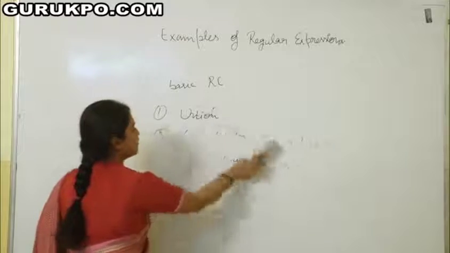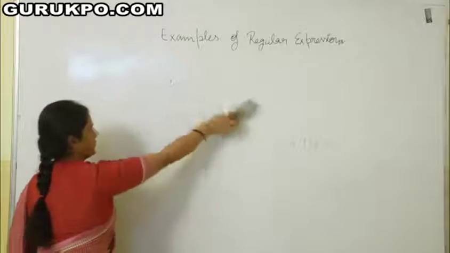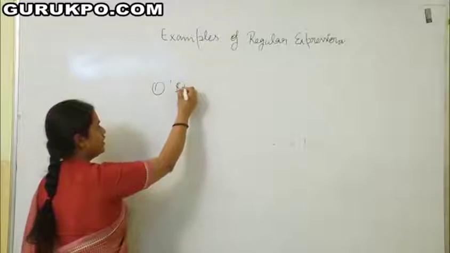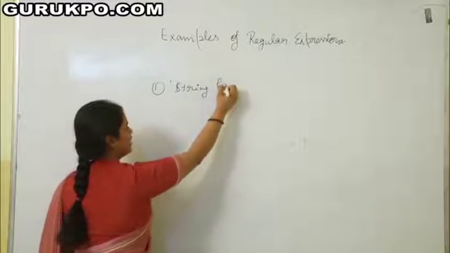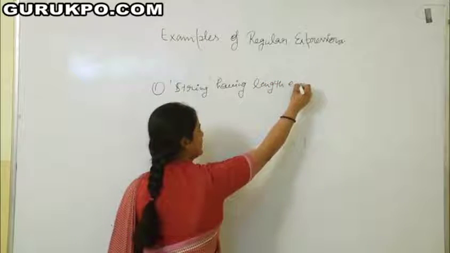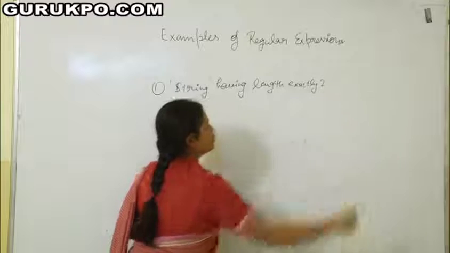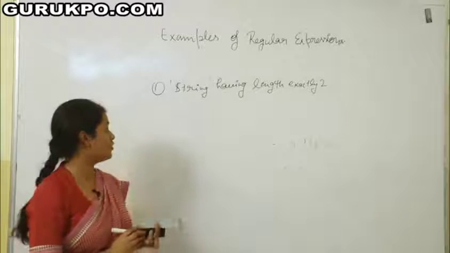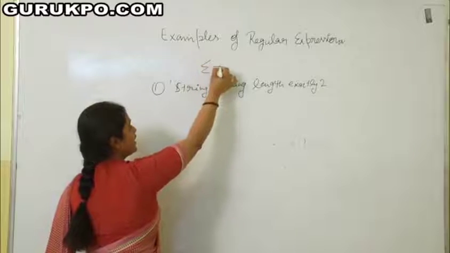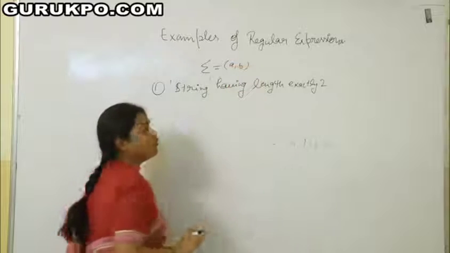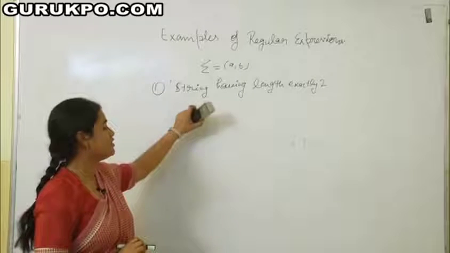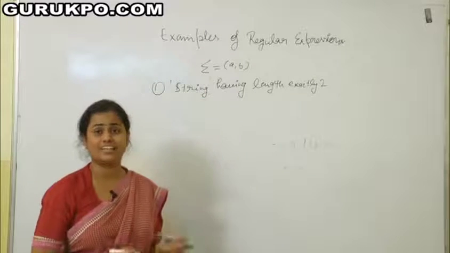Now, first example. Suppose we want to write a regular expression for a string having length exactly 2. We have to write the regular expression for the string which has the exact length of 2. For all the examples I am taking here, the input symbols will be a and b. All the strings are made of a and b and have a length of exactly 2.